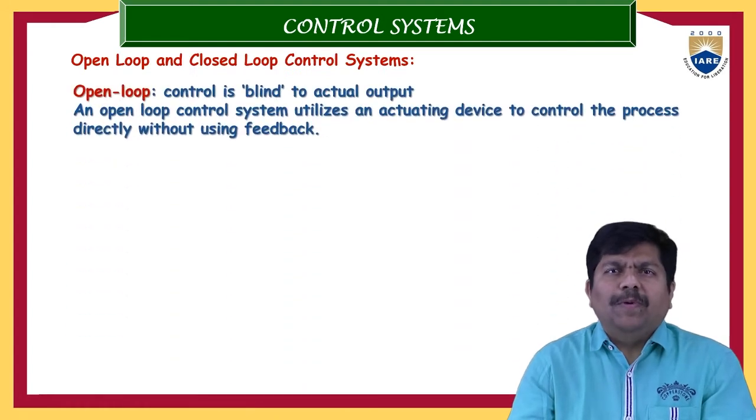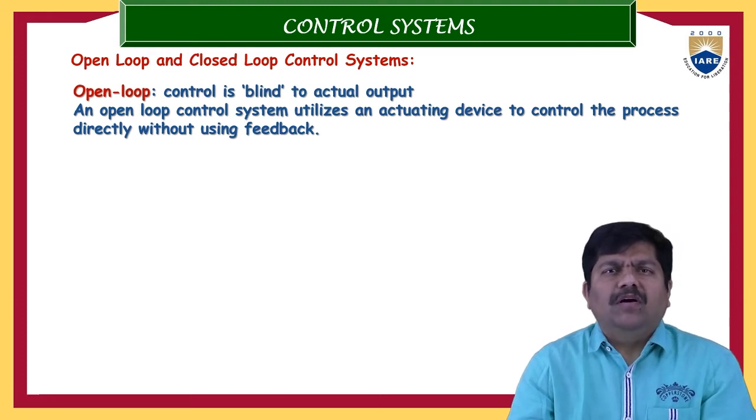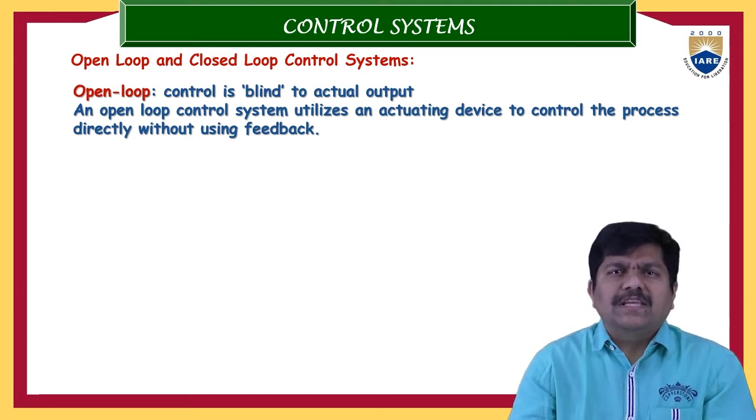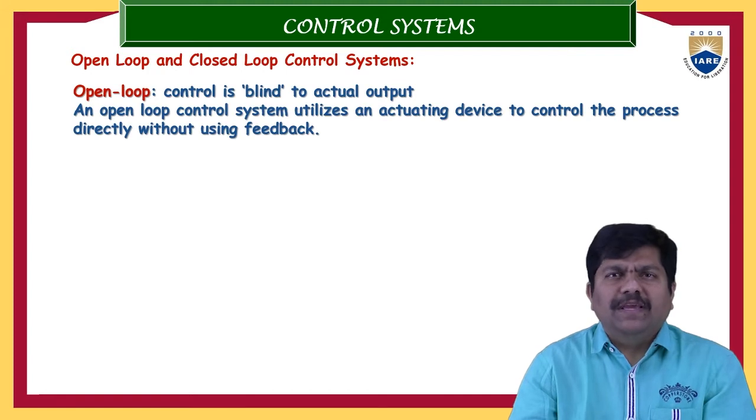So what is this open loop control system? An open loop control system is just control that is blind. There is no control action, and this system will not have any control over the output. Once the input is given, the system will process the input and present some output at the output terminals. That's all. There is no control over the output. So this is what an open loop control system is.